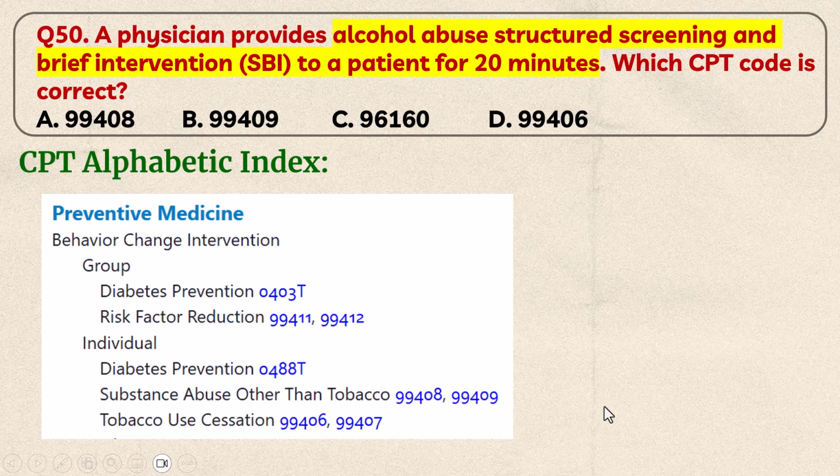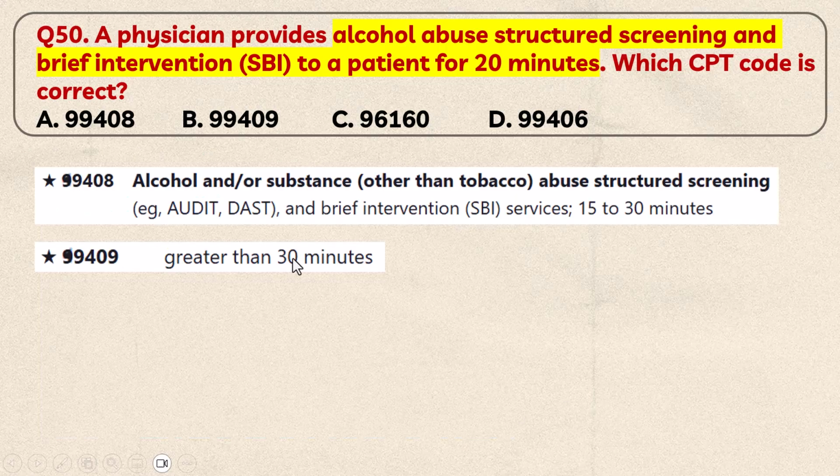Again, come back to the tabular list and confirm the answer. Once you go to the code, 99408 is alcohol and other substance abuse structured screening, 15 to 30 minutes. In our case 20 minutes, so that's included in this code. The next code is greater than 30 minutes. So the correct answer will be answer A.